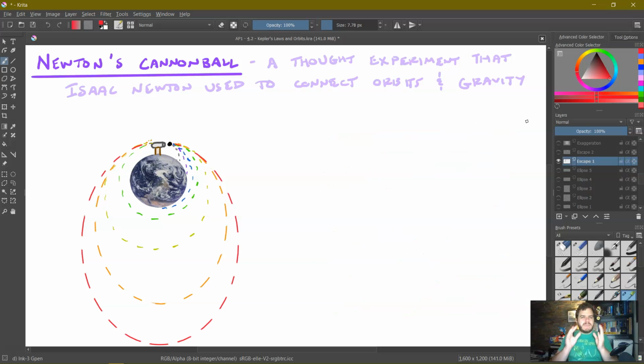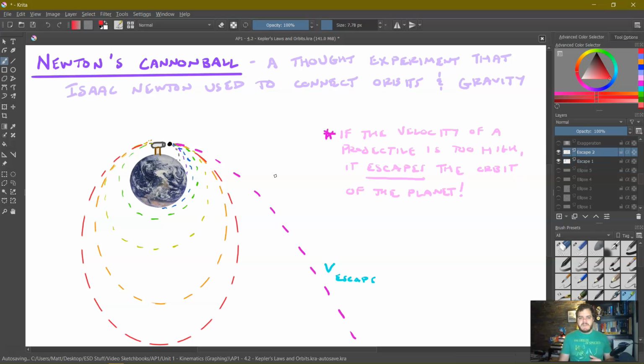But let's say you go even faster. Well, if we go fast enough, you're going to go so fast that you're actually not going to loop back around. And in fact, you're going to reach something known as escape velocity. So if the projectile goes too fast, it will literally escape the orbit of the planet and be able to move beyond it. So for instance, if we want to go to Mars from Earth, we have to go as fast as this escape velocity, like a rocket would have to, or else it's just going to be pulled eventually back down to the planet. You have to reach this speed to move beyond the gravitational pull of Earth.